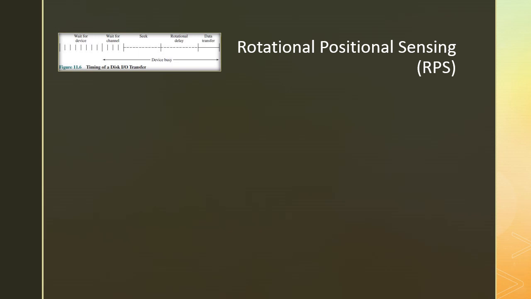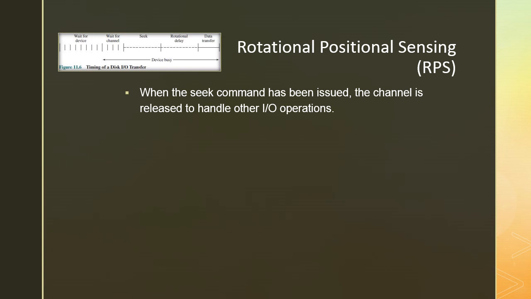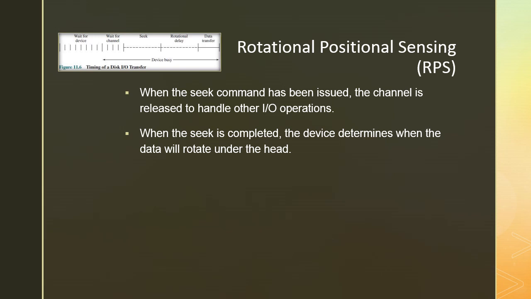Then it waits for the I/O channel to be available. Then it tells the I/O device the block or set of blocks it needs and generates the seek command. When the seek command has been issued, the channel is released to handle other I/O operations because the disk controller will work now. When the seek is completed, the device determines when the data will rotate under the head.